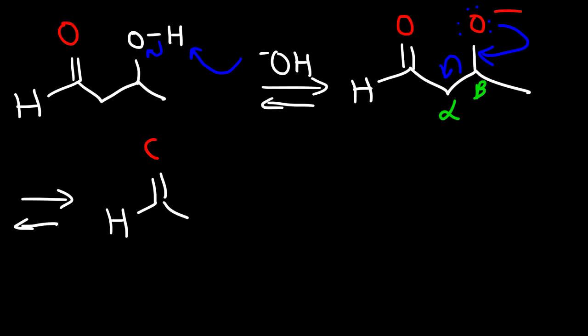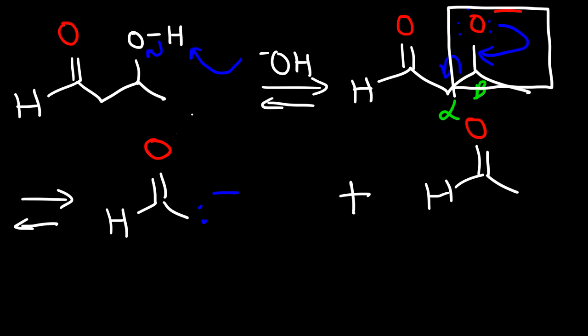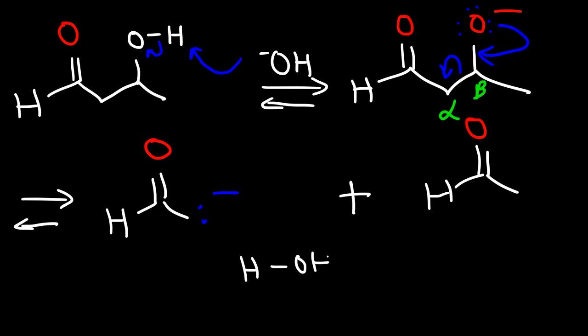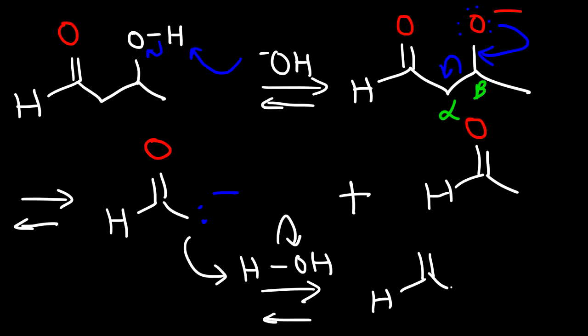And so now we have an enolate ion plus the other aldehyde molecule, which came from that part. Now the last thing that we need to do is react the enolate ion with water. And so that's going to regenerate our hydroxide ion. And this will give us the original aldehyde molecule. And so that's the mechanism for the retroaldol reaction.